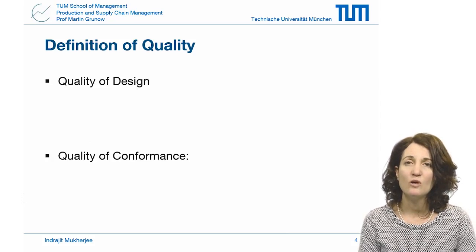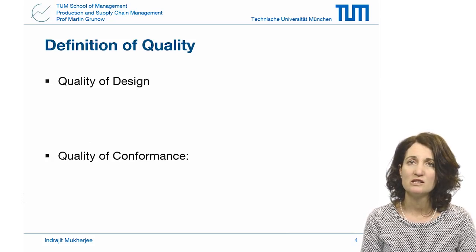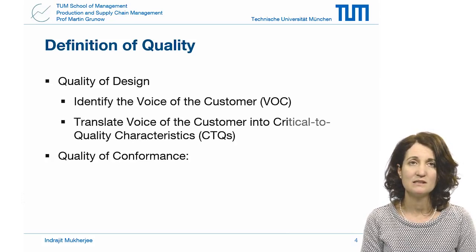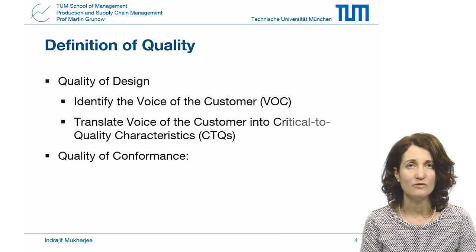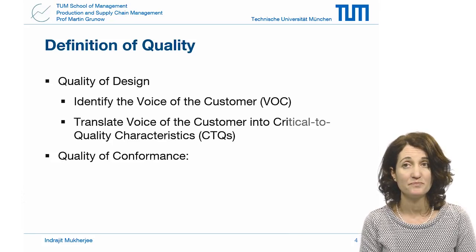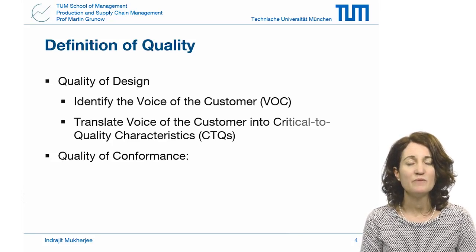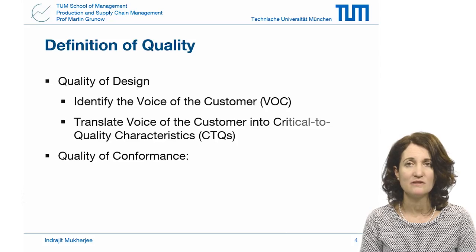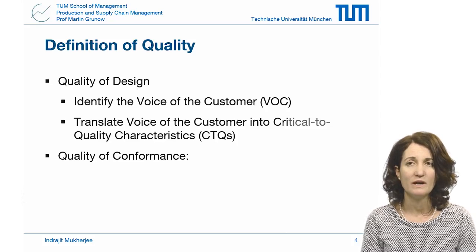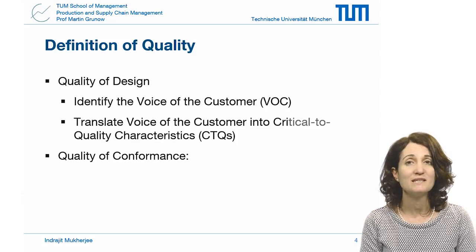Now, to achieve quality of design, we need to identify the customer's wants and needs, the voice of the customer, or VOC. And sometimes you also hear voice of business, or VOB. These are what the customer is expecting from our product and services, the features that the customer wants. These become then our product design specifications, and we try to make these robust against changes.